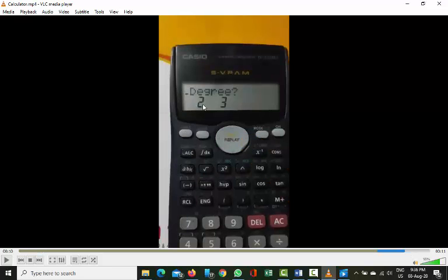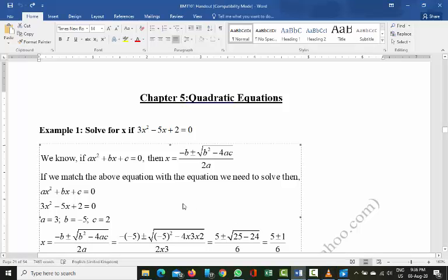You should press 2 in your calculator and then press equal. After you press equal, a question mark will come. That means the calculator is asking you the value of a. Here the value of a is 3. After you press 3 and then equal, another question will appear, b question mark. The calculator is asking the value of b. Here the value of b is minus 5. So press minus 5 and then equal.